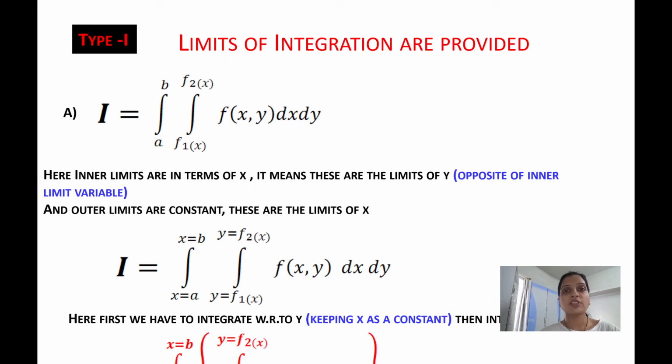So now after studying the curves, let us see the revision of the things that we took in the last lecture. Because in this lecture, the type will be when the limits of integration are not provided. So we should at least revise the type that we did in the previous lecture. The type that we had taken in the earlier lecture was limits of integration are provided.